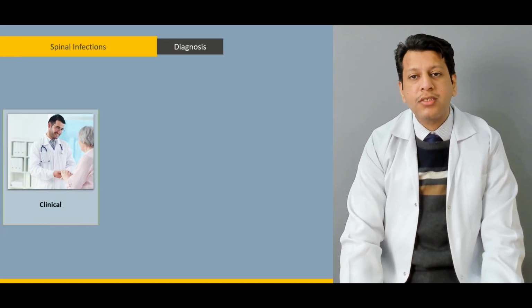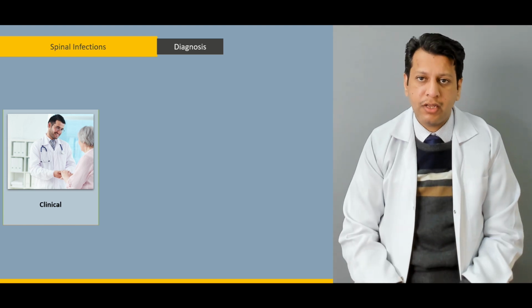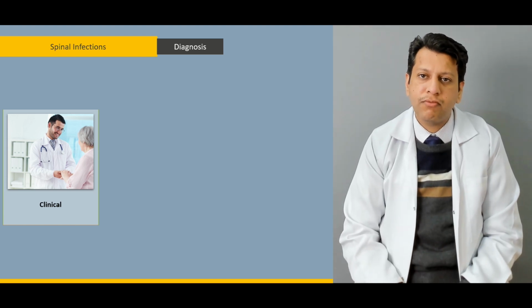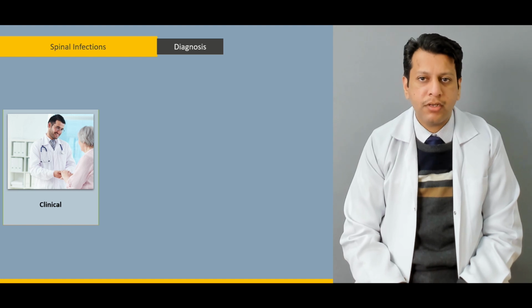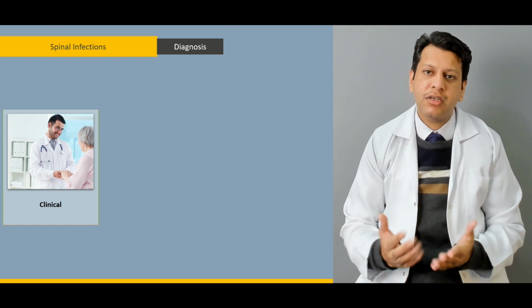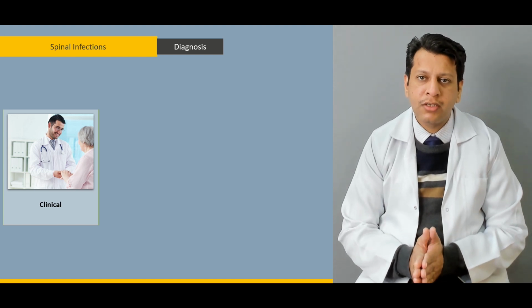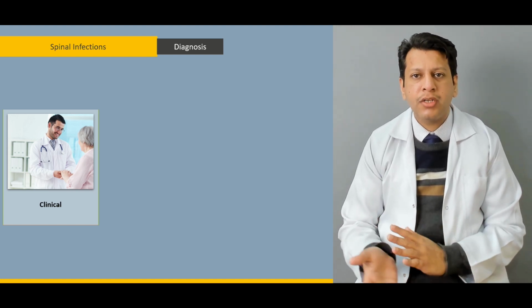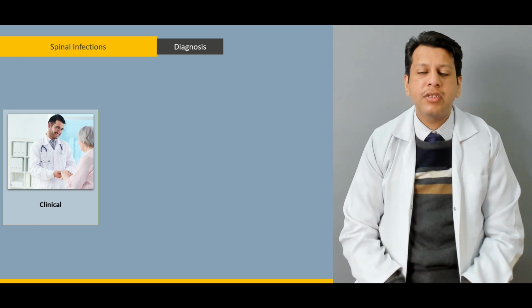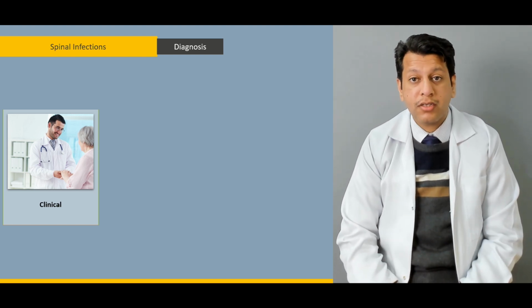Now, how to assess a spinal infection? As with any disease, the first and foremost thing is always the history and examination. You will always get a history, which depends on whether it's an acute pyogenic osteomyelitis, or a chronic non-pyogenic type of osteomyelitis, which is most commonly caused by tuberculosis.